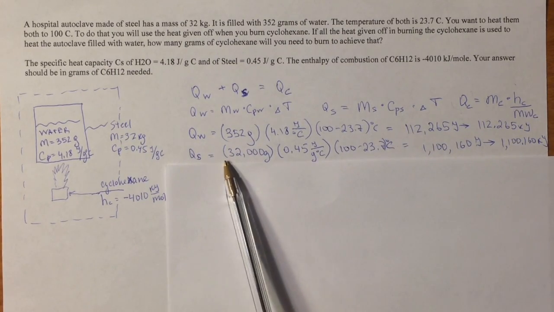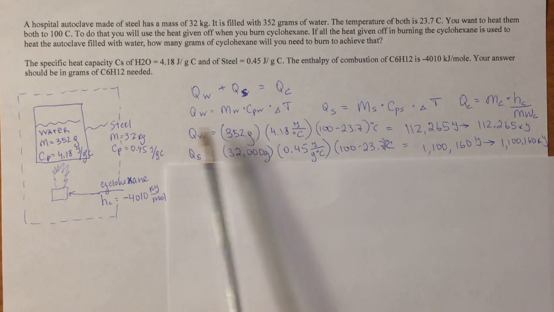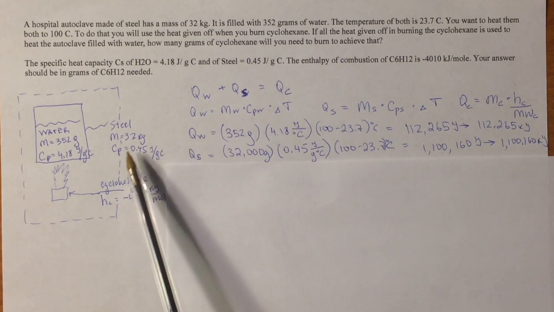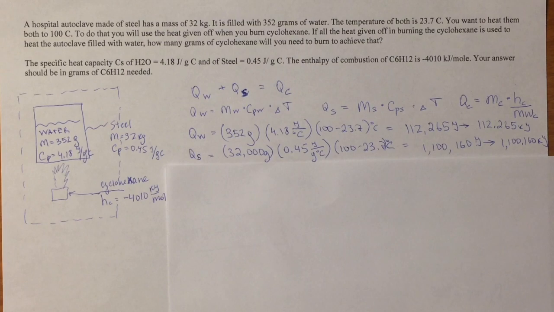We've got the mass of steel at 32,000 grams. Don't forget to convert the 32 kilograms into grams because the specific heat is given in joules per gram, not joules per kilogram, and we want to write an equation in the same units. So here we have 32,000 grams multiplied by the specific heat capacity of steel and multiplied again by the difference in temperature. So here we got 1,100.16 kilojoules.